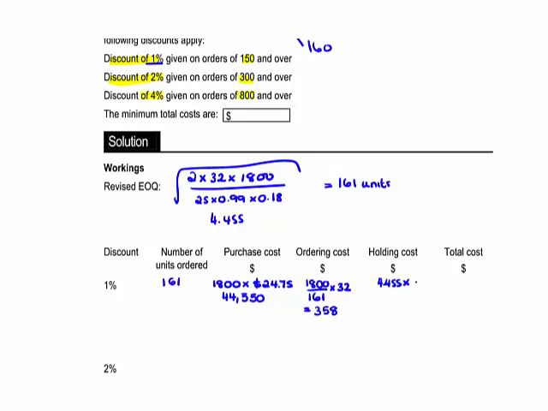And the holding costs then will be the cost of holding 1 unit in stock for 1 year times my average stock levels. And the average stock is 80.5 times the holding, and that gives me $359. Slight difference between the ordering cost and the holding cost then due to rounding. The total cost here, $45,267 to the nearest dollar.